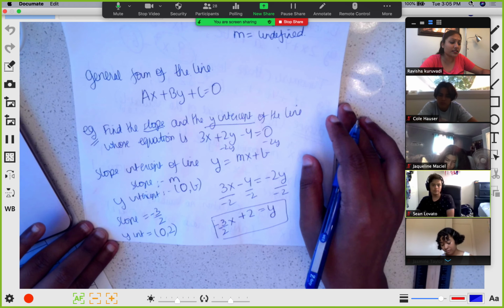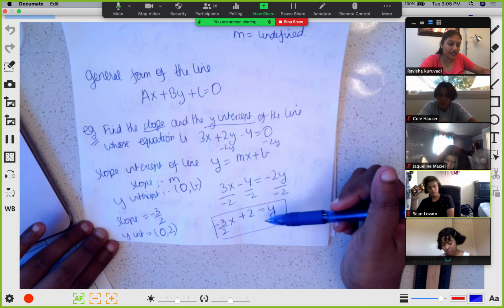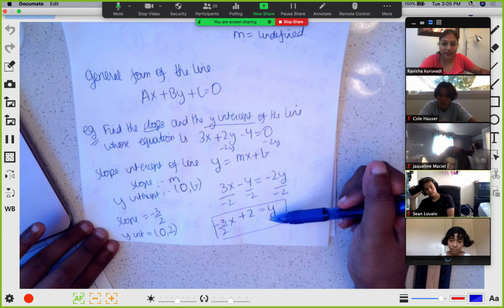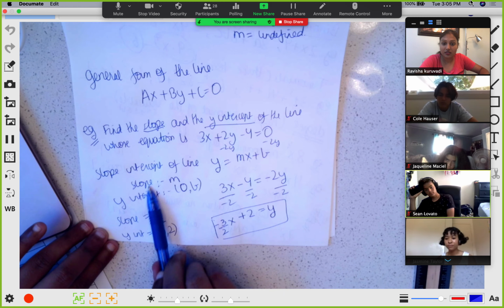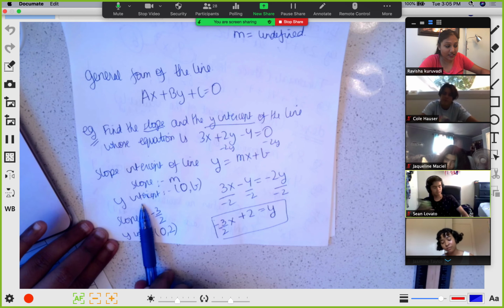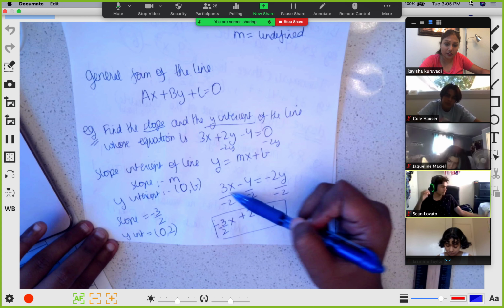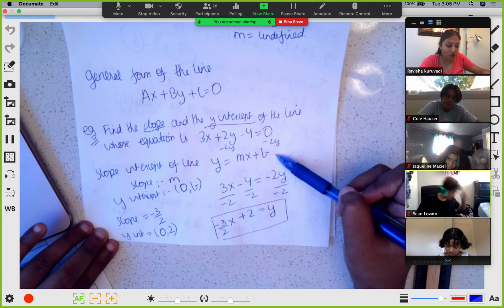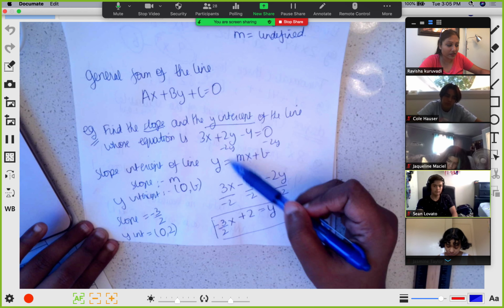Anyone who did not understand how to do this? Why I did it in this way is, in this way I can directly get my slope and y-intercept. By keeping y on one side and taking everything else on the other side, I can write it in slope-intercept form. I can directly see my slope and y-intercept.